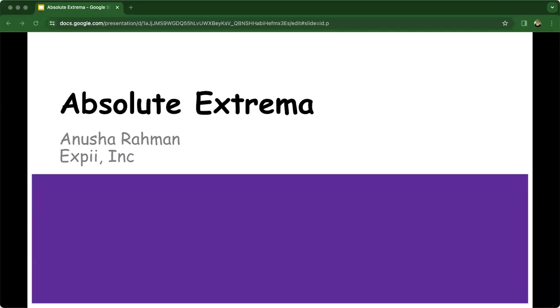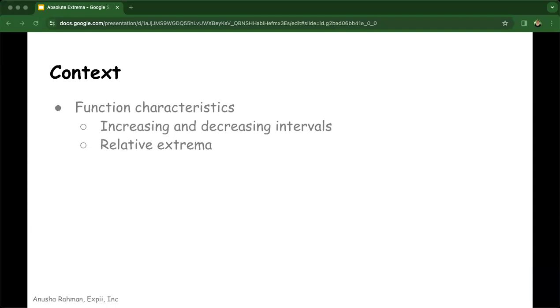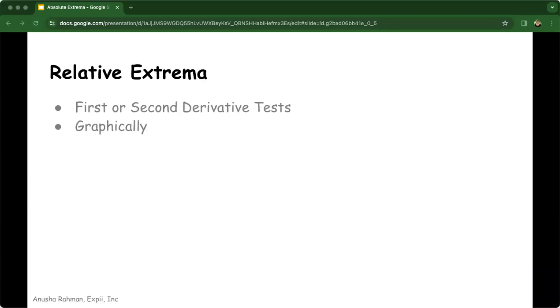Absolute Extrema. We have been learning about a ton of different function characteristics. We've learned about increasing and decreasing intervals and relative extrema. Today, we will be learning about absolute extrema. You might remember that relative extrema is when a function reaches a relative minimum or a relative maximum.